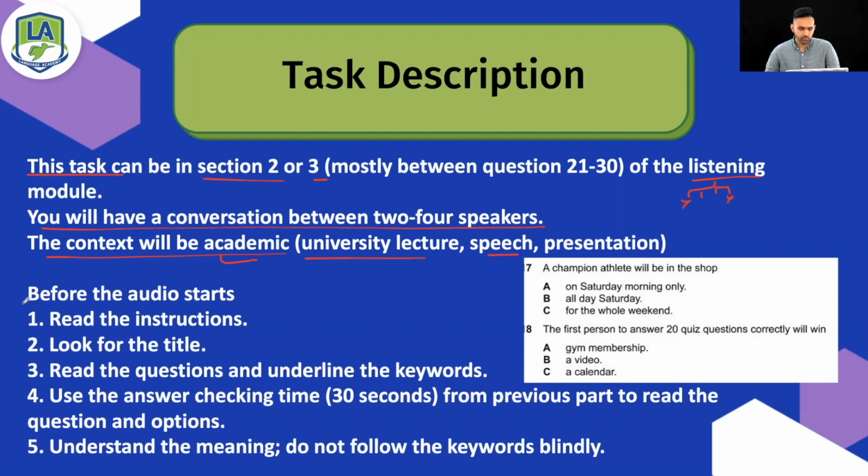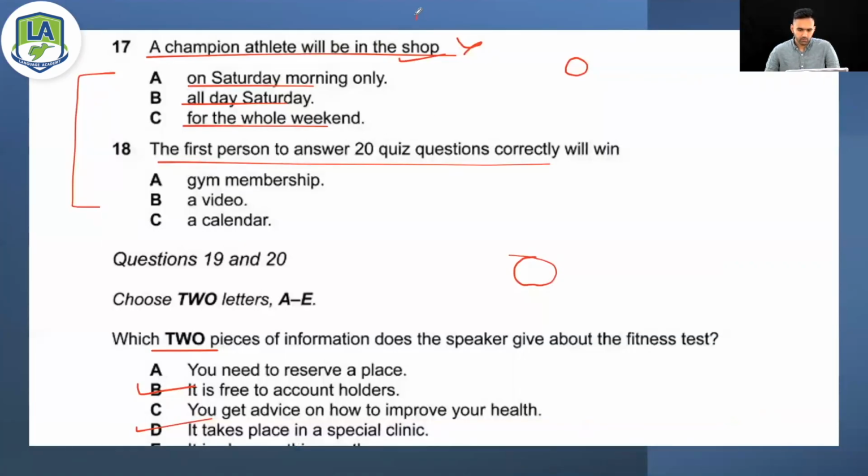Now, what you need to do before the audio starts, you'll have some time, obviously a few seconds, read the instructions, because I've seen students selecting 2 options in MCQ single. I've seen students selecting only 1 option in MCQ multiple, and then they mess up each and everything. I request you to please read the instructions on the top carefully. There can be a title as well. For example, on the top, there will be a title here: athlete visiting the shop. So make sure you read this properly as well, so that you have a complete idea what the audio is going to be about.